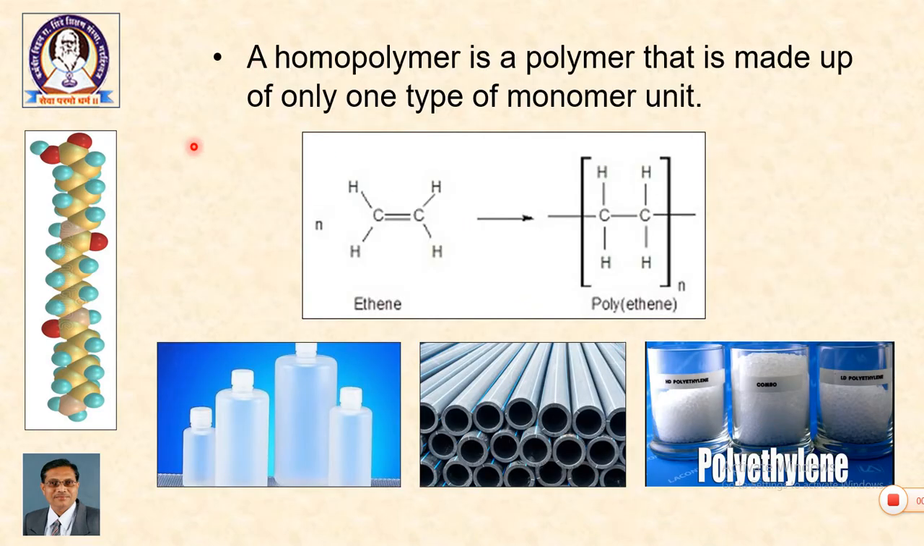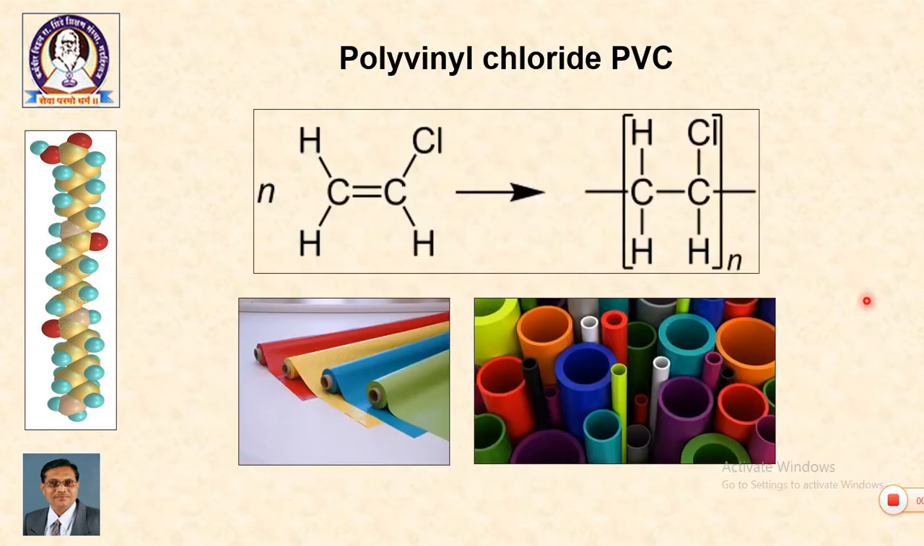Then, in the process of polymerization, we get two kinds of polymerized compounds. One is called a homopolymer. A homopolymer is a polymer that is made up of only one type of monomeric unit. See carefully once again: a homopolymer is made up of only one type of monomeric unit. For example, ethene is a monomer, so we get polyethene. So, it is a homopolymer.